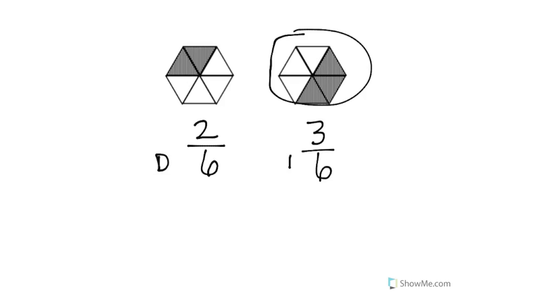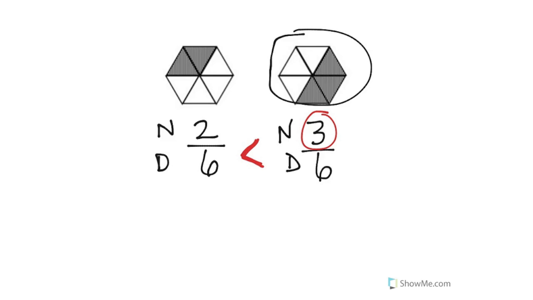Our denominator for both is 6. The denominators are the same. The numerator on the first one is 2, and the numerator on the second one is 3. Well, obviously 3 is larger than 2. Therefore, 2/6 is less than 3/6.